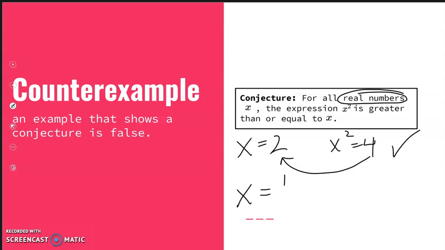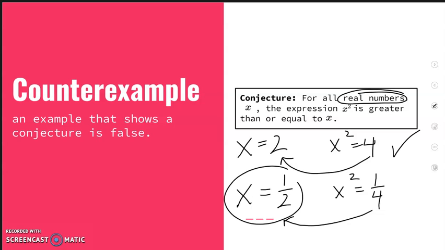If I let x equal 1/2, then x squared is equal to 1/4. Notice that 1/4 is not greater than 1/2. Therefore, x equals 1/2 is a counterexample for this conjecture.